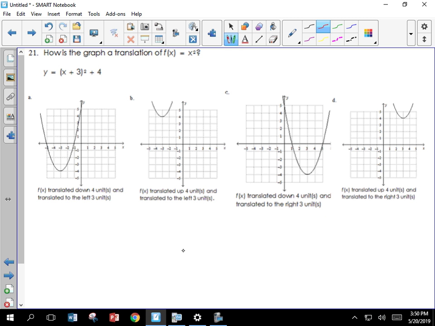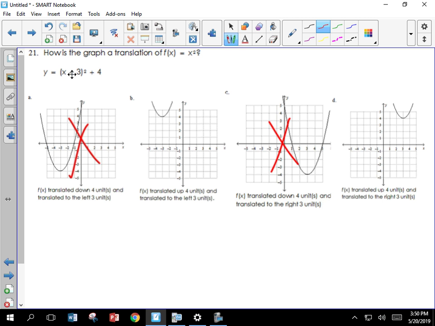20, how is the graph a translation of f of x, x squared? All right, so what does it do? We just talked about this. The plus on the outside makes it move up. So this one, even if you read it, it says down, not an option. This one up 4, that's a possibility. Down 4, up 4. All right, so we're already down to 2 options.